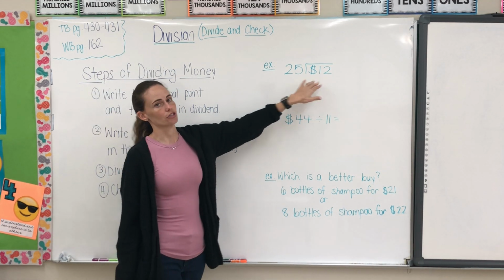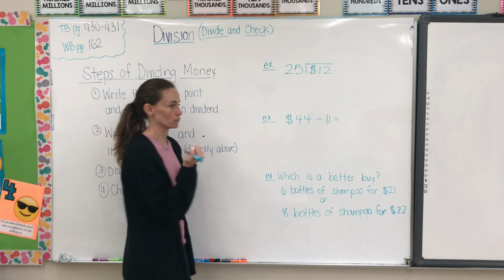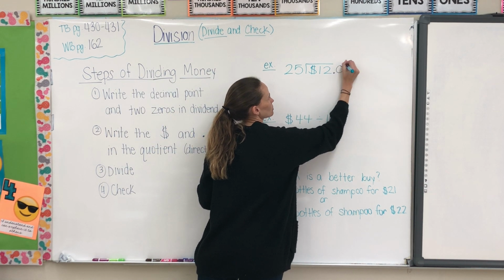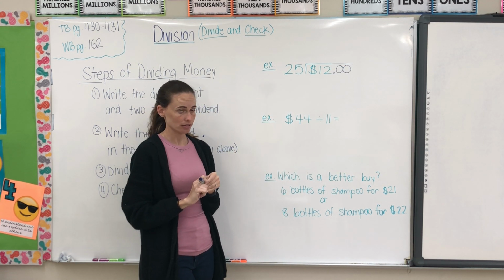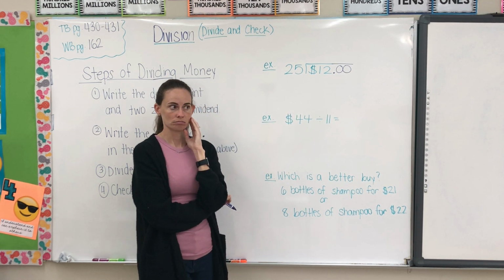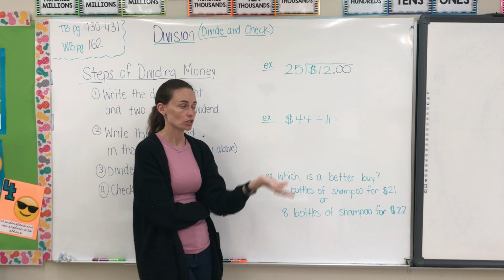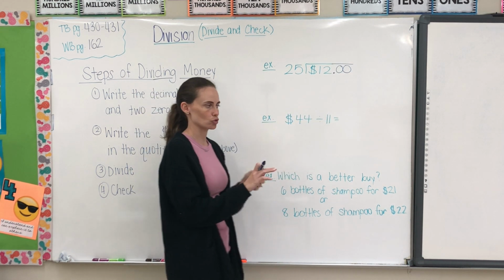Okay, $12 divided by 25. So step 1, we have to add the decimal point and the 2 zeros, right? If we would not have had that there, would we have been able to do 25 into 12? No, because 25 is larger than 12. So we need to make sure that we have those cents at the end to be able to do it equally.